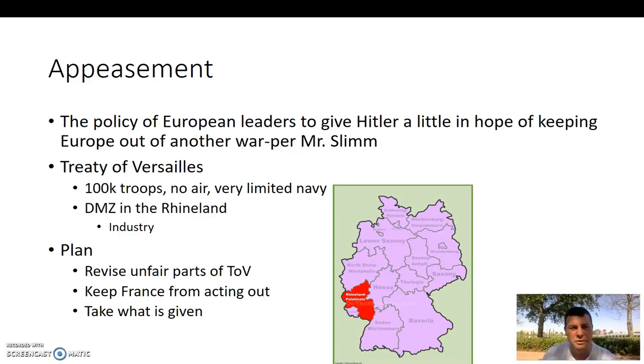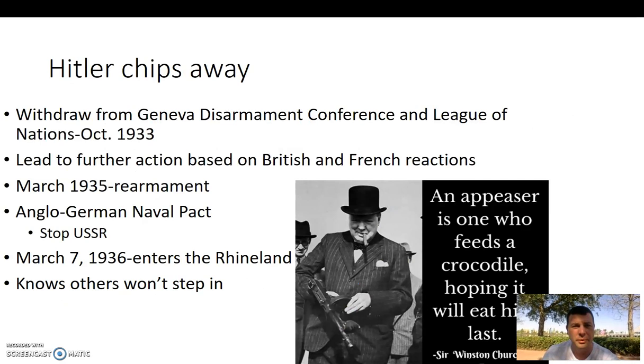We're going to see where Hitler goes from here. He starts to chip away at everything. He withdraws from the Geneva Disarmament Conference and the League of Nations in October of 33, shortly after being named chancellor. And this is going to lead to further action because Britain and France say, oh, well, he's just doing that to curry favor with the German people. And that's kind of his intent with all this. But again, it's a testing ground for him to see how these other countries react.